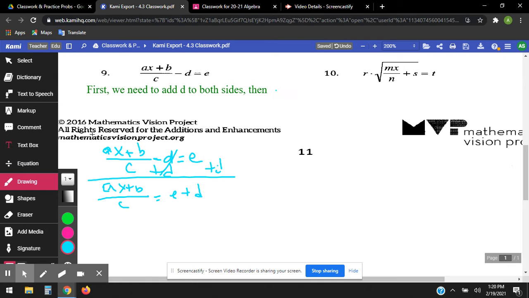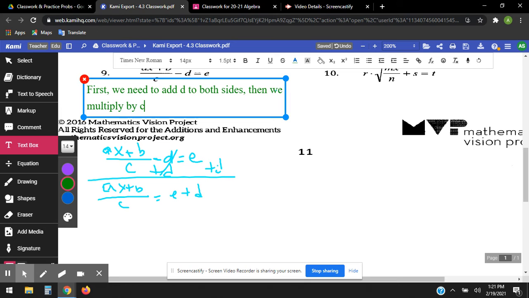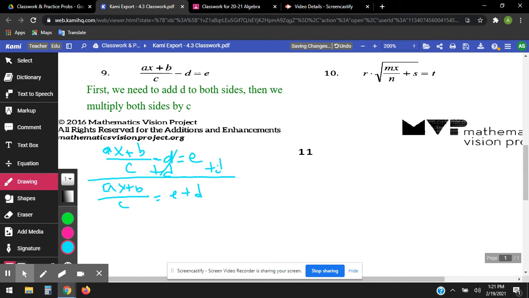Then, to get rid of the divide by c, we multiply both sides by c. Okay, so switching back down here, times c, times c: ax plus b equals c parentheses e plus d.